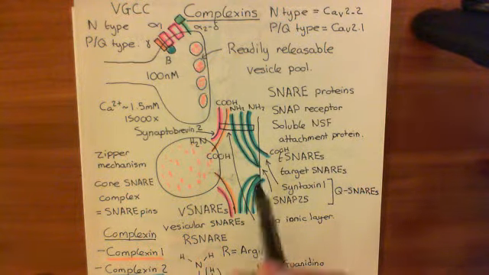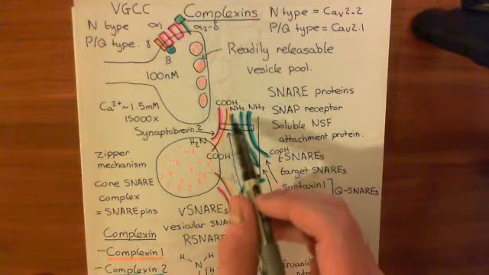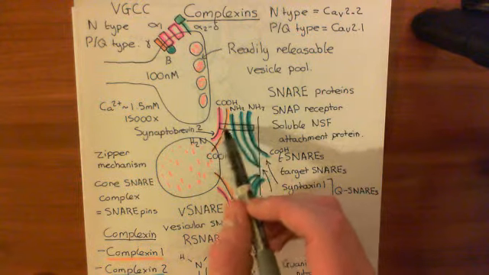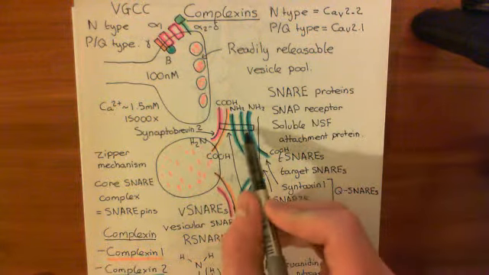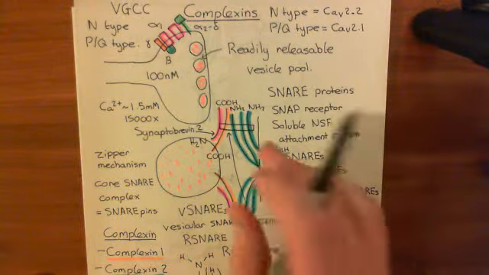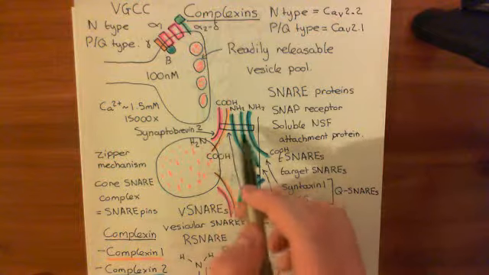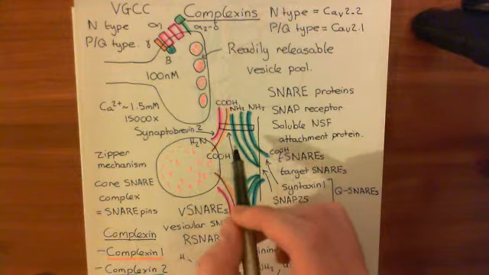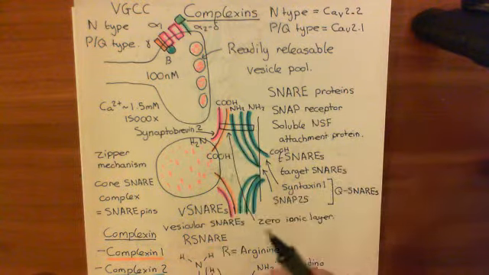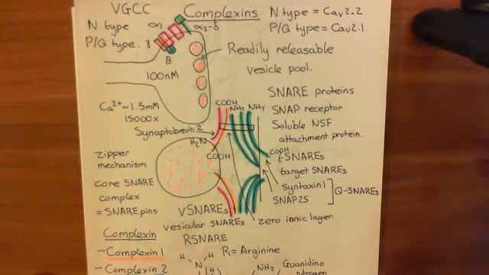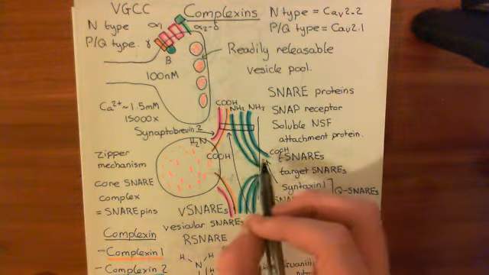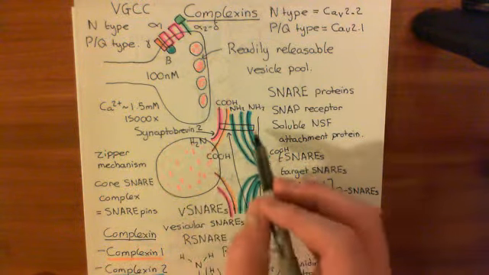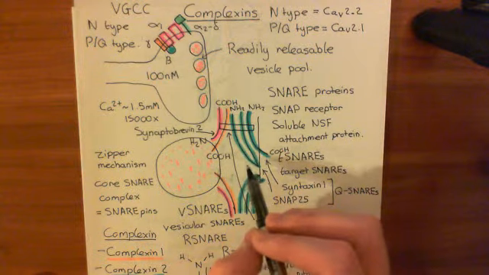Okay, now, these core snare complexes consist of these four alpha helices contributed by the free snare proteins, one from both synaptobrevin 2 and syntaxin 1, and two from SNAP25. These alpha helices bind together electrostatically in the zero ionic layer, and they also wrap around each other to form a very strong core snare complex. Okay, and a mystery basically was, why do these core snare complexes not bring the membranes close enough together, the vesicle membrane here and the plasma membrane here, why do they not bring them close enough together that it actually causes fusion?